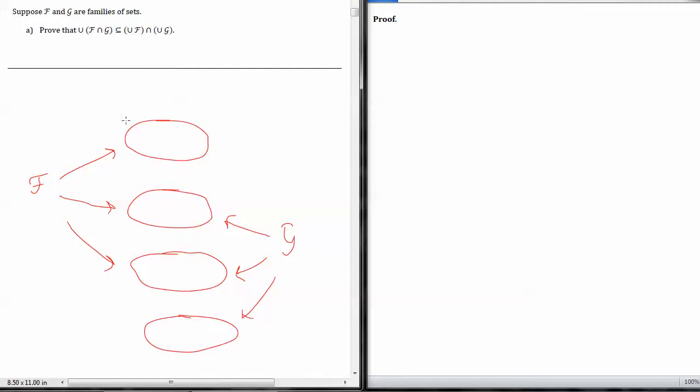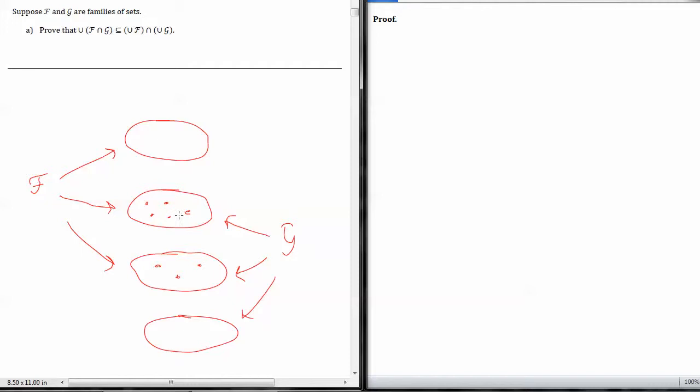And the union of F intersect G would just be the collection of all elements in either of these 2 sets. Okay. So it would be those 8 elements in this case. Now we're supposed to show that that's a subset of this. Okay. And so we need to sort of understand why each of these points is contained in this intersection. And that just means that it's contained in each of these sets, right? It's contained in the union of F and in the union of G.